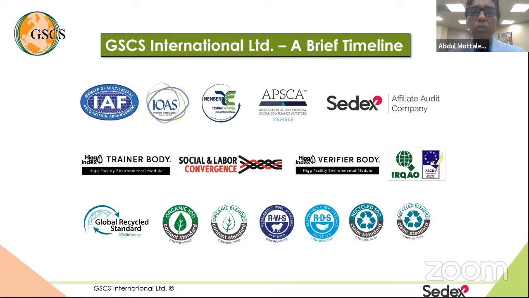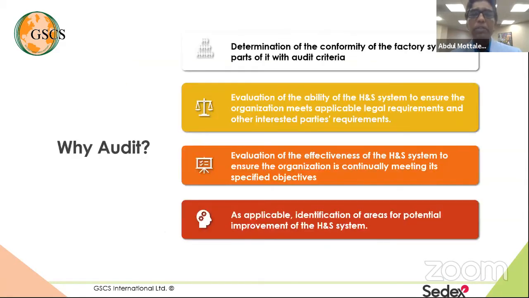For today, what we will focus on from the auditing perspective is why an audit is actually required. The main focus areas for the audit are the conformity of the factory system against the audit criteria, as well as the evaluation of the ability of the health and safety system to ensure the organization meets the applicable requirements along with the other interested parties' requirements, including Sedex. As well, the evaluation of the effectiveness of the health and safety system to ensure the organization is continually meeting its specific objectives, especially for worker health, safety and hygiene. And finally, to identify areas for potential improvement for the health and safety system.